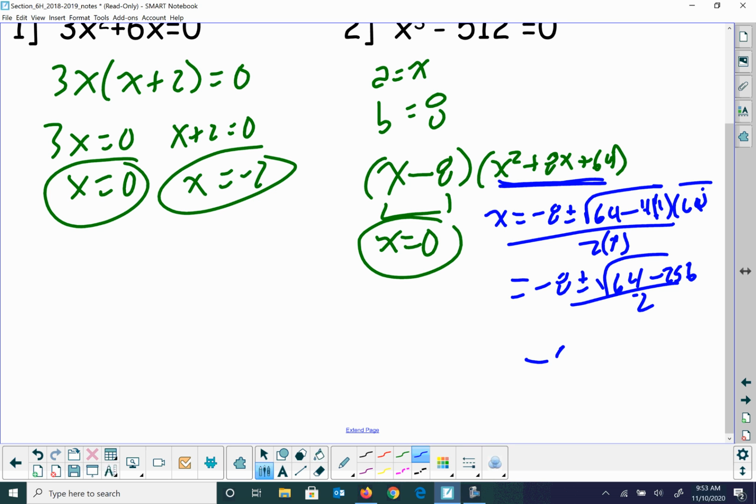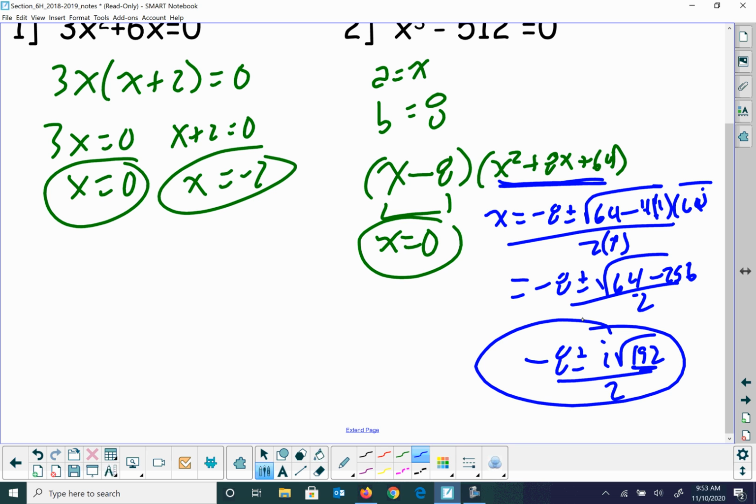So that gives me negative 8 plus or minus i root 192 over 2. And then you could break 192 down. So this would give us an imaginary answer. So if you break 192 down, it would break down a little bit more. Okay?